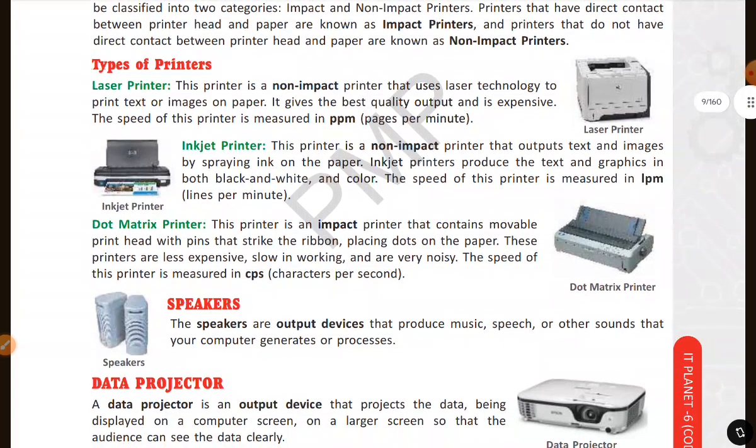Our next output device is speakers. The speakers are output devices that produce music, speech or other sounds that your computer generates or processes.